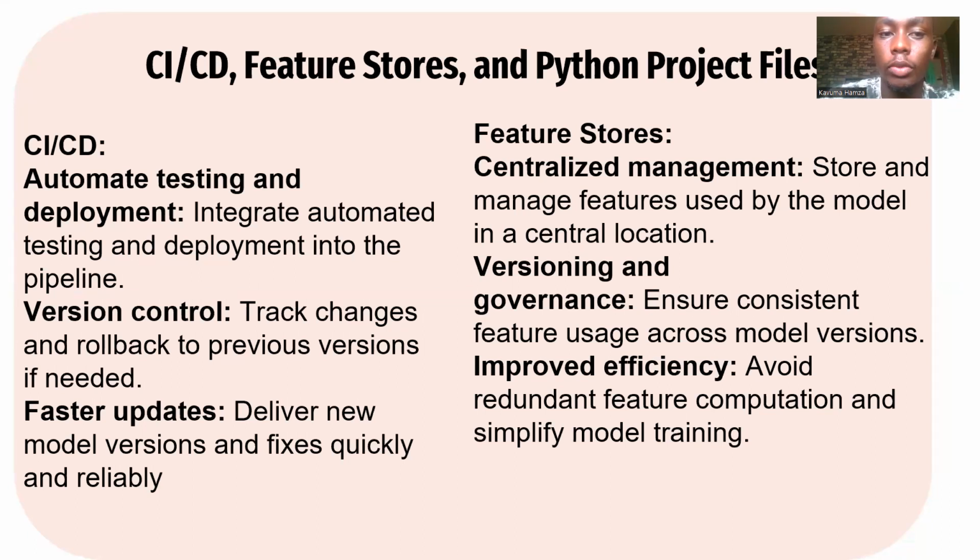CI and CD, feature stores and Python project files. CI/CD is automate testing and deployment. Integrate automated testing and deployment into the pipeline. Version control: track changes and roll back to previous versions if needed. Faster updates: deliver new model versions and fixes quickly and reliably. Feature stores, centralized management: store and manage features used by the model in a central location. Versioning and governance: ensure consistent feature usage across model versions. Improved efficiency: avoid redundant feature computation and simplify model training.